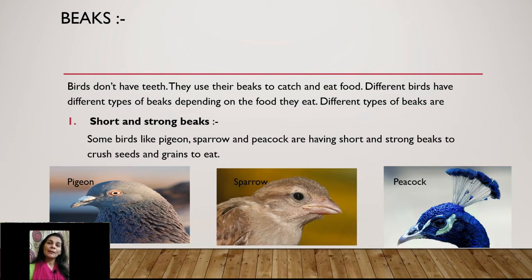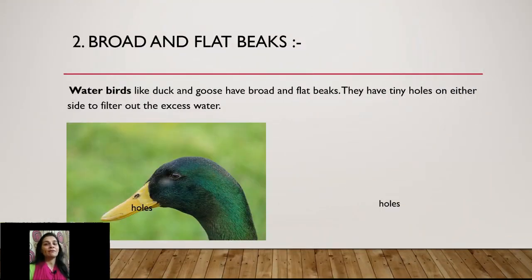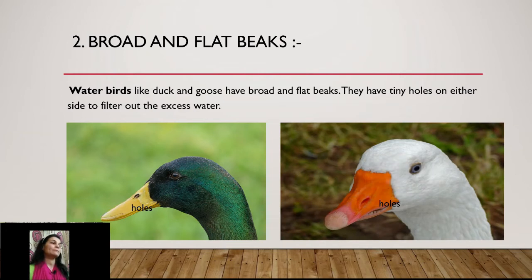Some birds like pigeons, sparrow and peacock, you can see in the picture, they are having short and strong beaks. Why they are having this type of beak? To crush the seed and grains, because they eat seeds and grains. That's why they are having this type of beak.